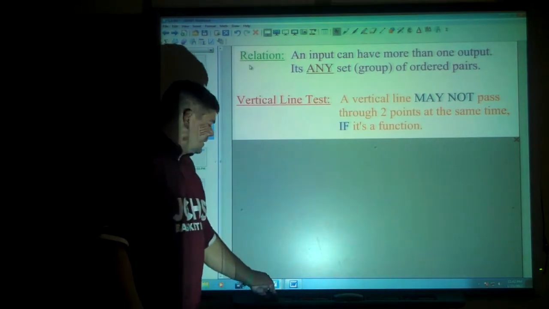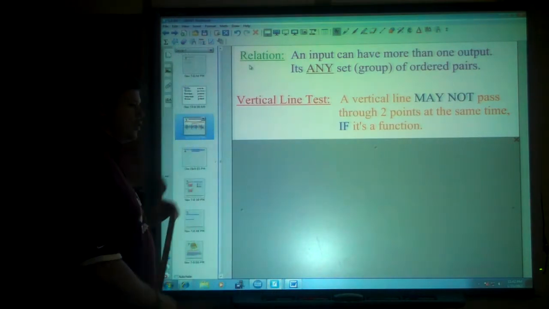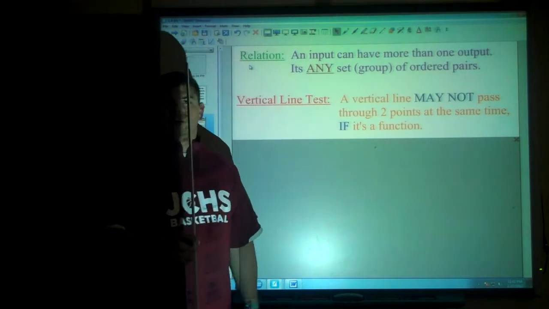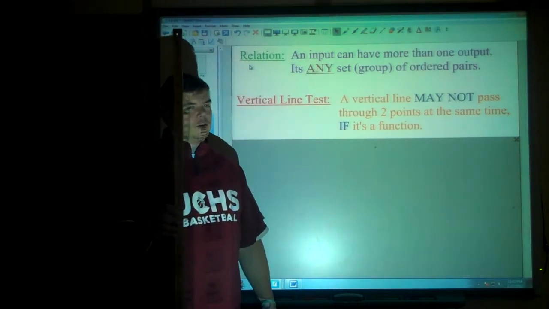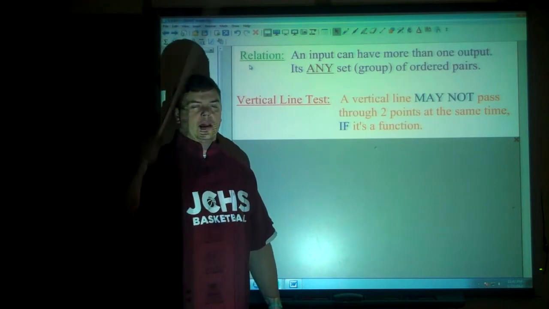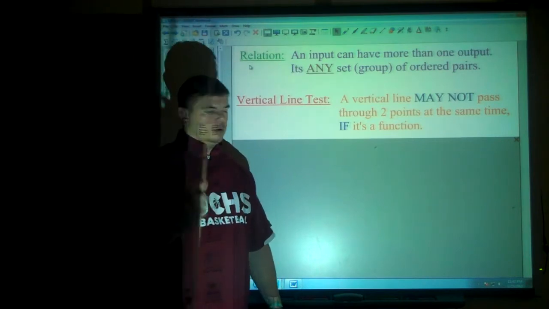So here's how the vertical line test works. You need something that you can hold vertically. You could use your finger, you could use a pencil, you could use a ruler. I've got right here a meter stick. All of these work as vertical line tests. You need to be able to make a vertical line. Not a horizontal line, but a vertical line.